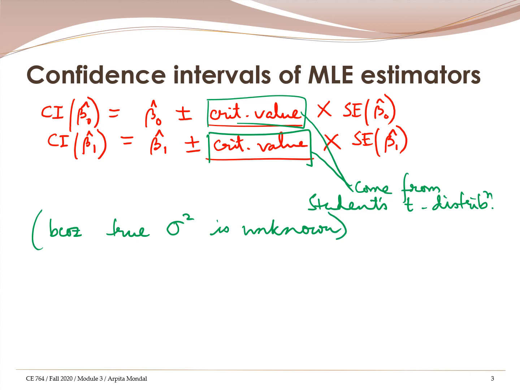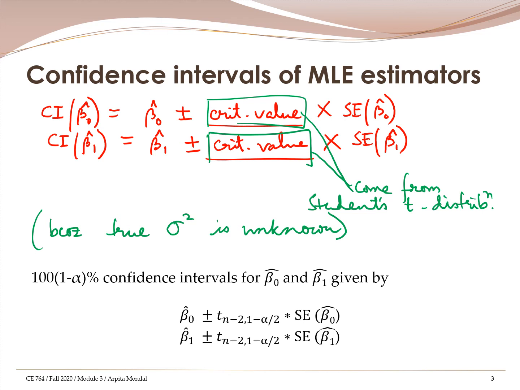So once we know that this critical value comes from the student's t distribution, and once we have a chosen level of significance alpha, then we can write the 100 times 1 minus alpha percent confidence intervals for each of beta naught hat and beta 1 hat, and those would be given by beta naught hat plus and minus the critical value, which in this case would be t with 1 minus alpha by 2, which depends on the level of significance, and n minus 2, which is the degrees of freedom. When we refer to the student's t distribution tables, we will see that there is a marker called the degrees of freedom, and for different degrees of freedom the t variate is given for different probabilities. So we have to refer to that row or column, depending on how you present your table, which corresponds to n minus 2 degrees of freedom.